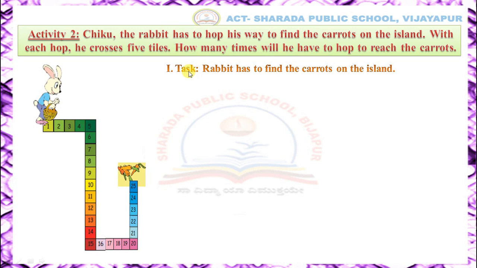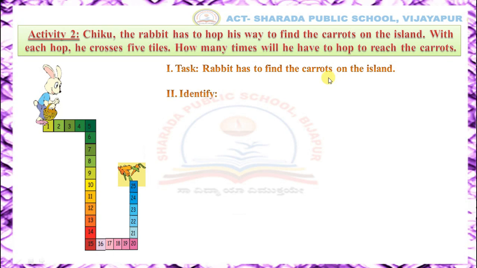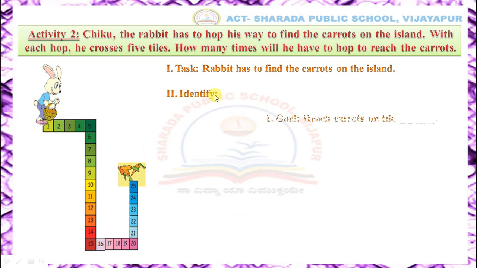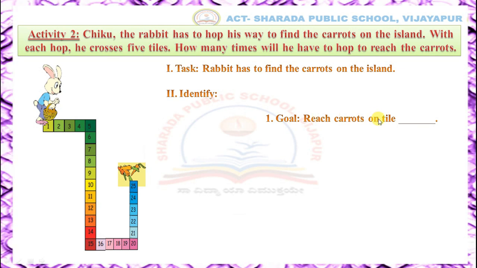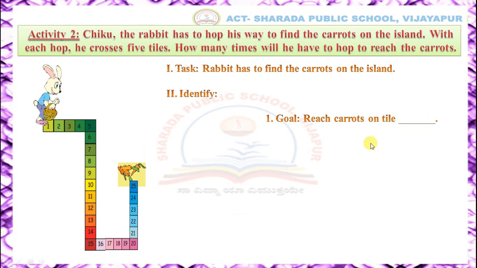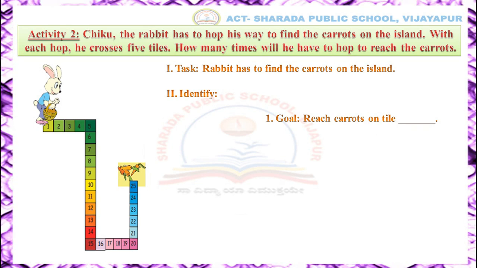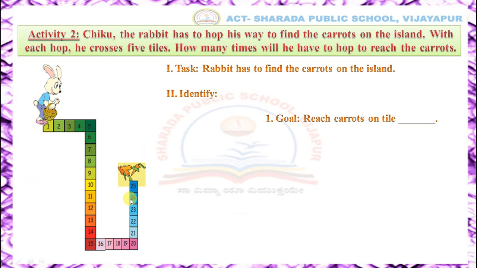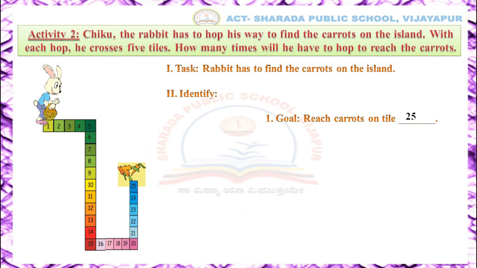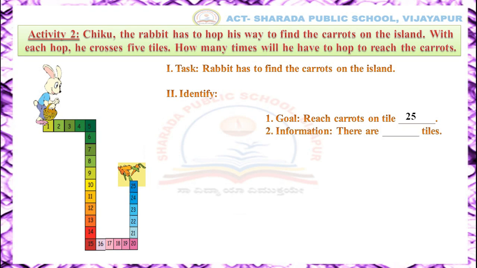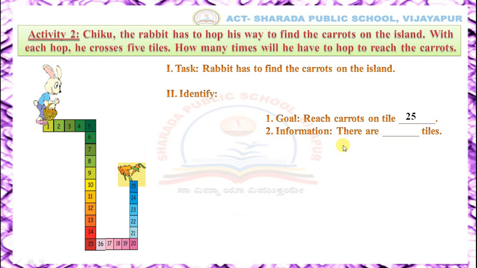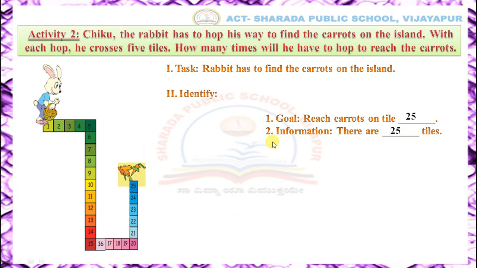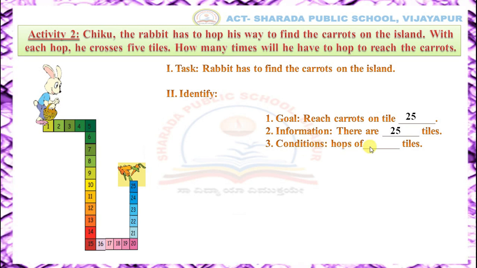Step 1. Task. Rabbit has to find the carrots on the island. Step 2. Identify. In that, goal. Reach carrots on tile dash. Can you guess, children, what is the answer? How many tiles we have here? Yes, correct. That is 25 tiles. Second one, information. There are dash tiles. There are 25 tiles. Third one, conditions. Hops of dash tiles. Hops of 5 tiles.